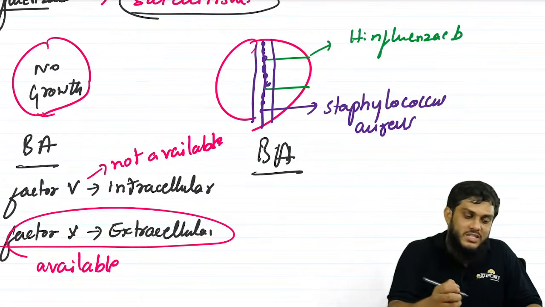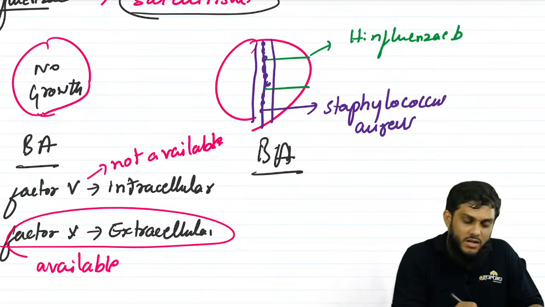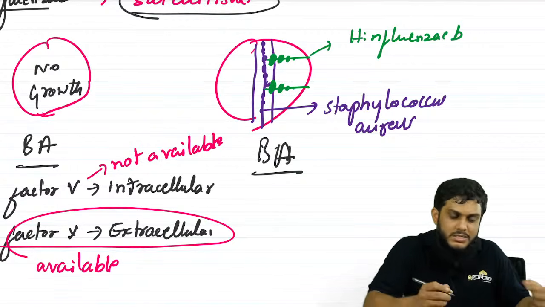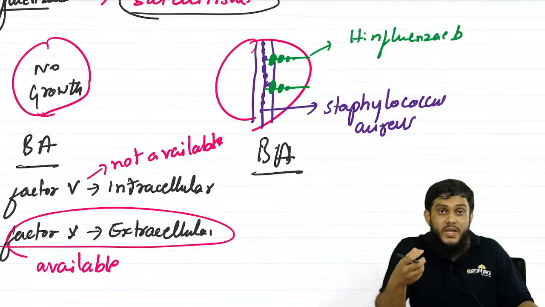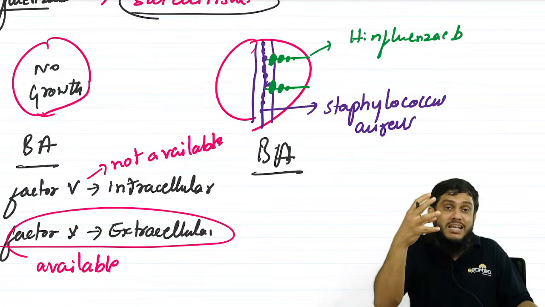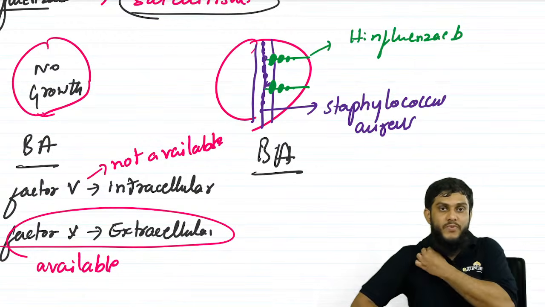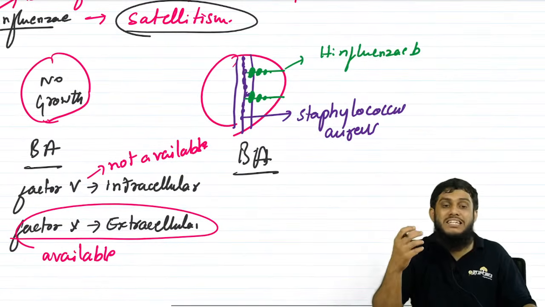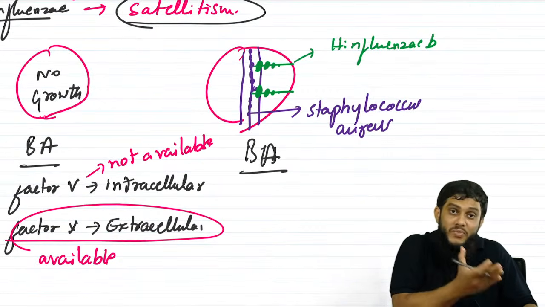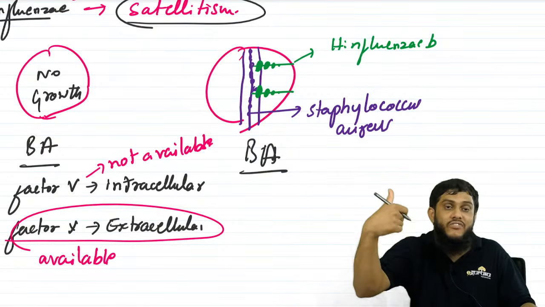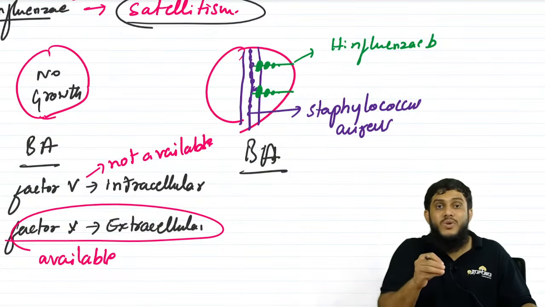Now Haemophilus influenzae B grows very well near to the Staphylococcus aureus. As they move away from the Staphylococcus aureus, the growth decreases, the colony size decreases, and ultimately, away from Staphylococcus aureus, it will not grow. So this property is known as satellitism. Haemophilus influenzae can grow near to the Staphylococcus aureus. As it goes away, the growth will decrease and finally be inhibited. This is what is known as satellitism.